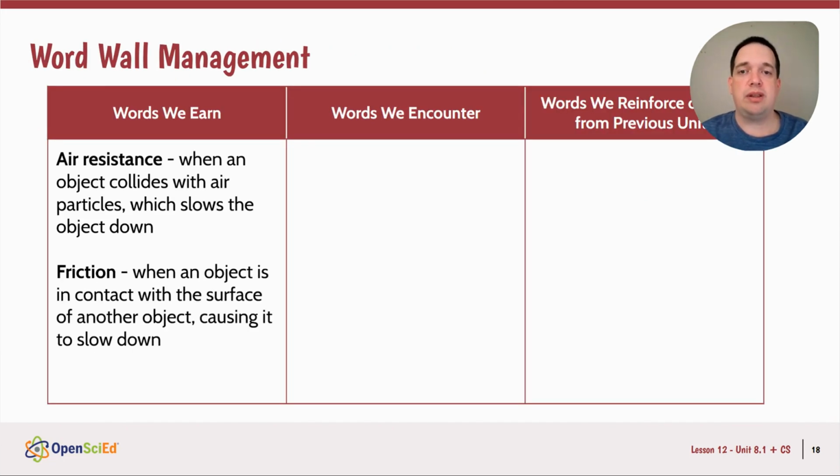For the word wall, there are 2 new words for this lesson. It is air resistance and friction, and those are both contact forces that transfer energy away from a moving object. Air resistance is the result of collisions between the object and air particles, and friction is the collision between an object and a surface. We're talking about microscopic particles that bump into one another.